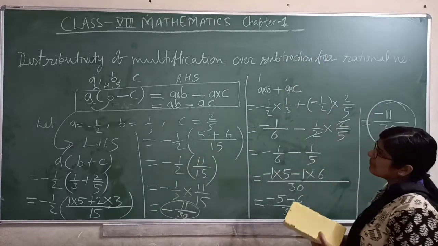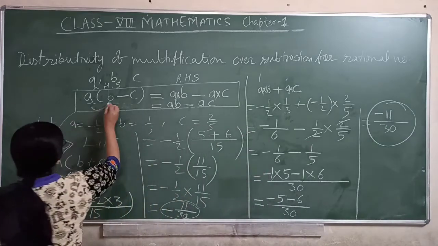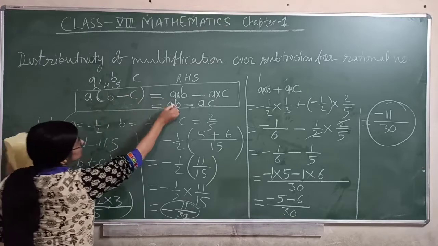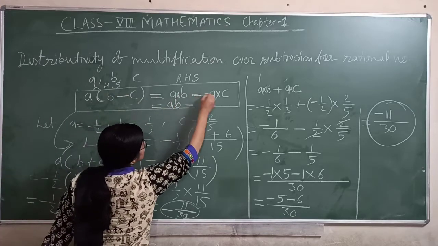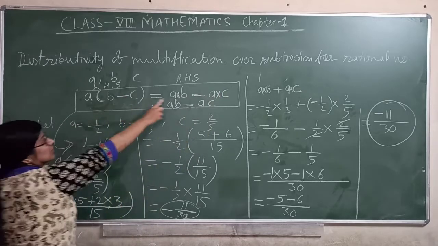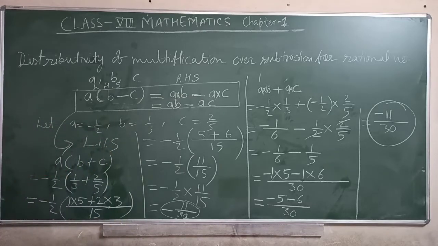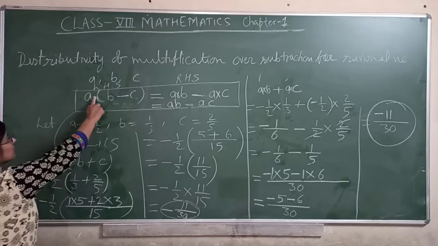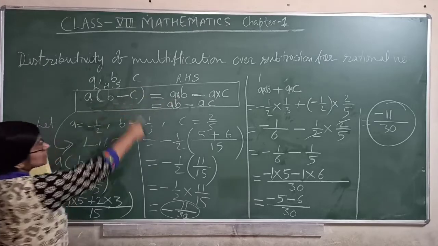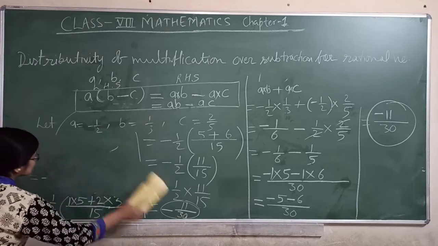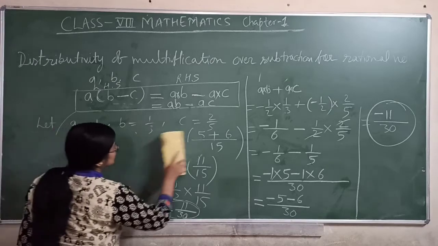Subtraction for rational number. And this one being like that. A within bracket B minus C equals A into B minus A into C. बीच में माइनस साइन है तो यहाँ माइनस आ जाएगा. जब यहाँ पे प्लस होगा तो यहाँ पे प्लस साइन आ जाएगा. That is distributivity of rational multiplication. Here we are doing multiplication over subtraction for rational number. Let's check this one for subtraction.